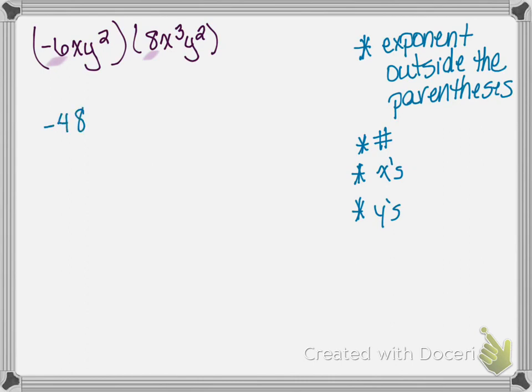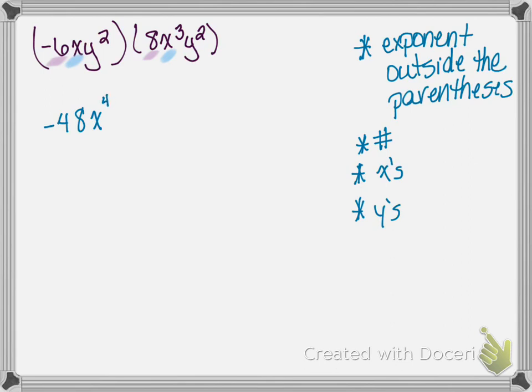Now, the next thing that I'm going to deal with are my x's. I have x to the first, okay? And I know that first isn't written, but we've got to remember that's x to the first times x to the third. So what's x to the first times x to the third? It is x to the fourth.